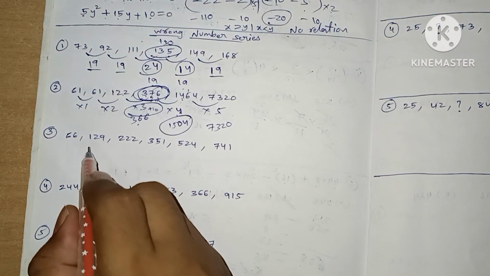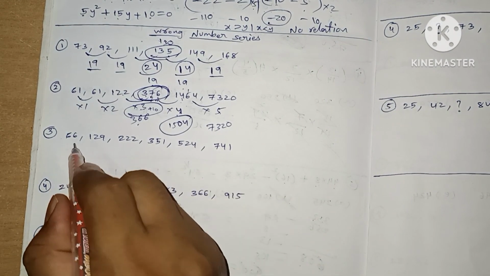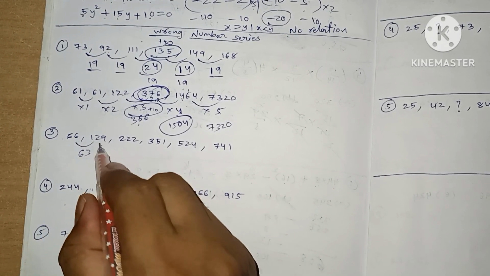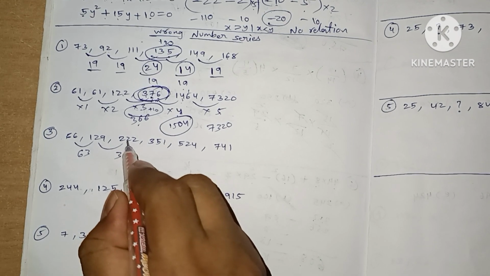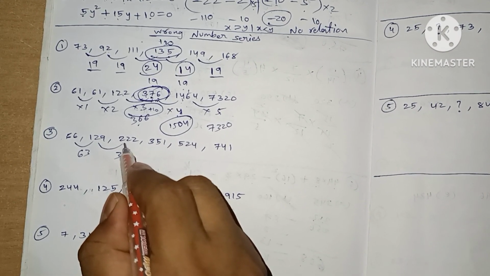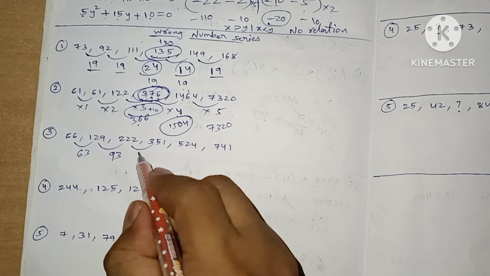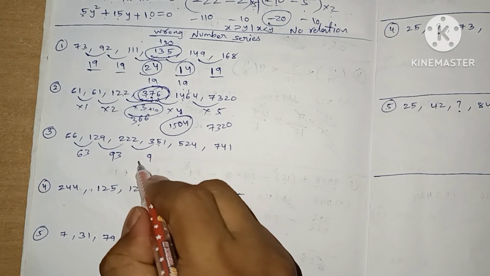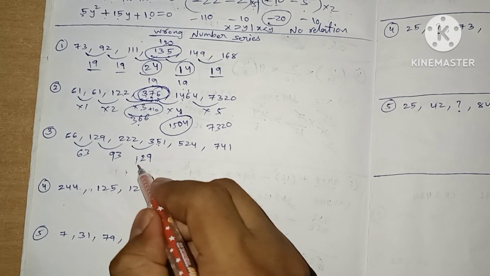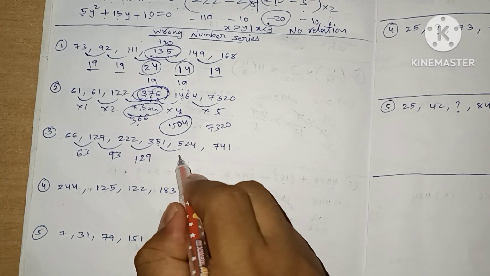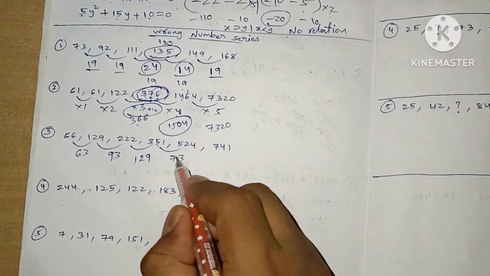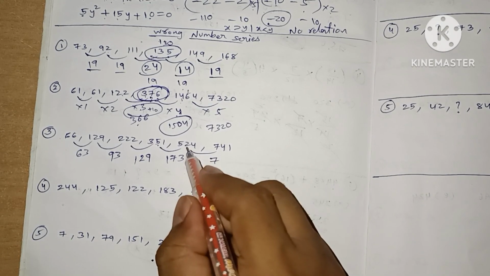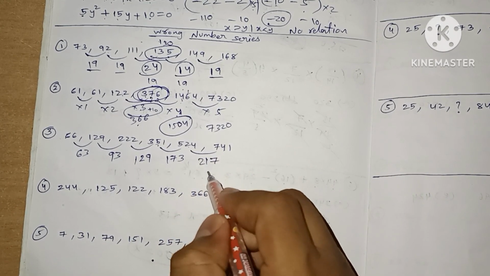Next, third question. Here we see differences. Here the difference is 363. Here we see a difference of 3, and this is 21, means 93. Here we see a difference of 9. This is 4, 34, 4 minus 2, 2, 129. Here we see a difference of 3, 5 plus 2, 7, 173. Here we see a difference of 7. This is 3 minus 2, 1, 217.